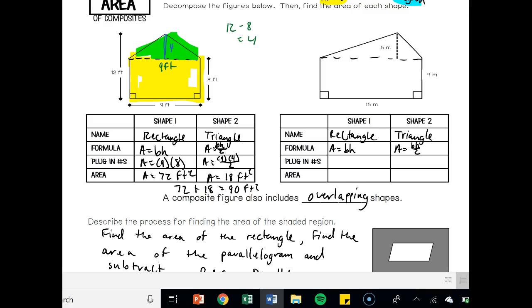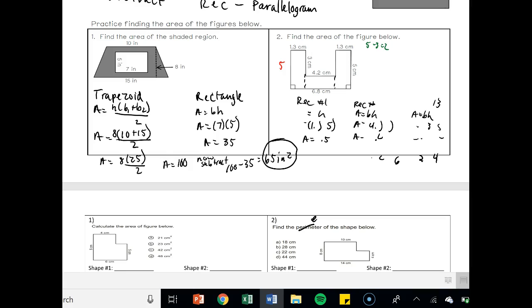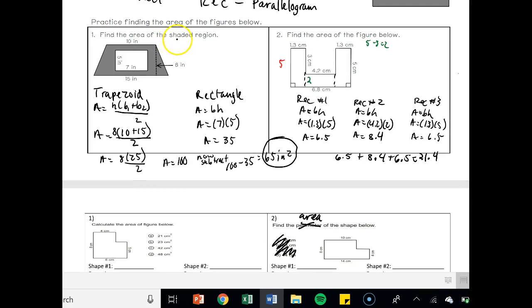So if you scoot on down, a problem like the trapezoid problem, where we're trying to figure out the area of a shaded region, you'll notice that we found the area of a trapezoid, we found the area of the rectangle, but then we subtracted the two areas, 100 minus 35 to get 65 inches squared.